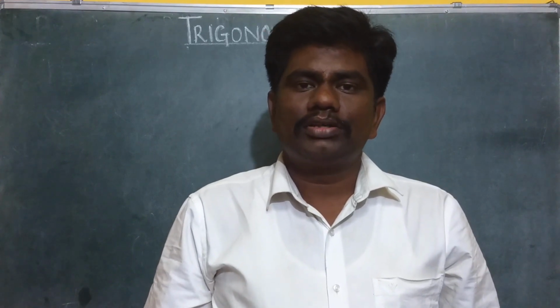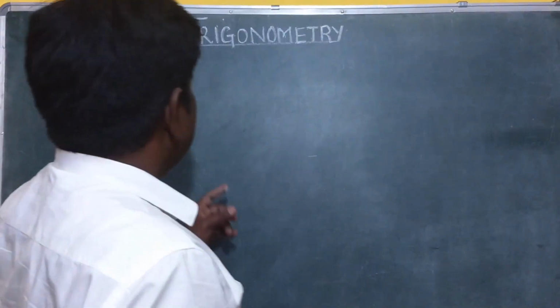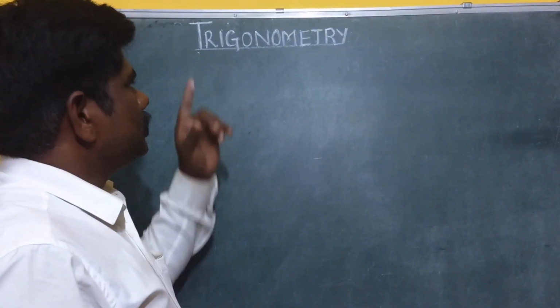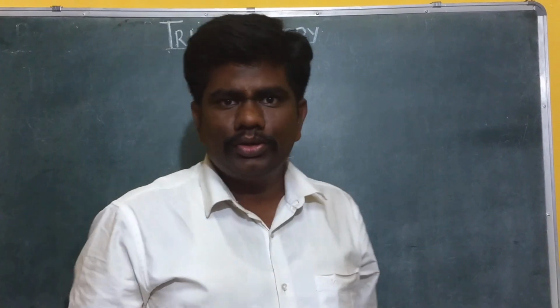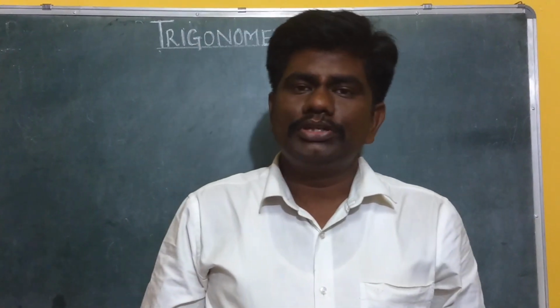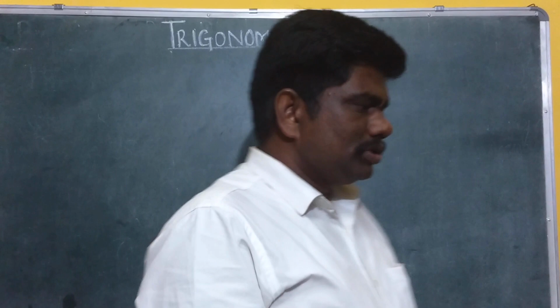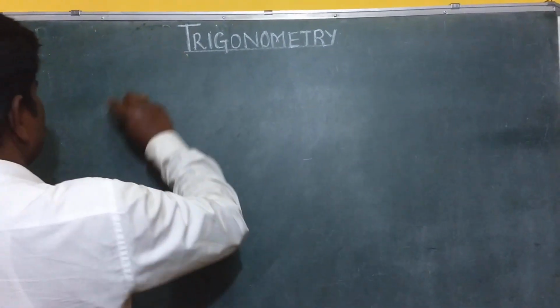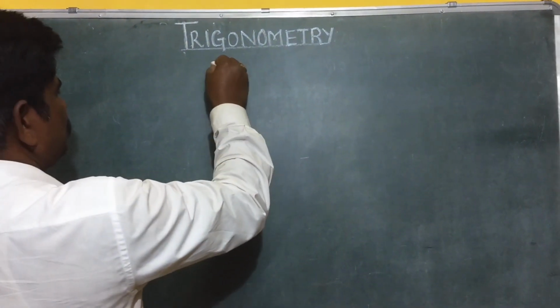I'm a mathematics lecturer. I'm going to start chapter 3, trigonometry. Trigonometry is a Greek word which means measurement of three sides of a triangle or three angles of a triangle. Okay, so consider a triangle ABC.